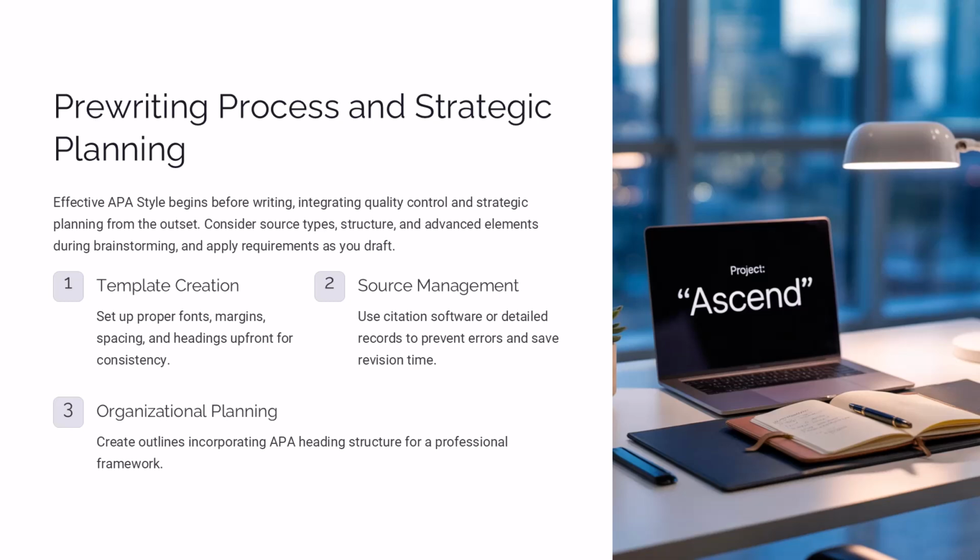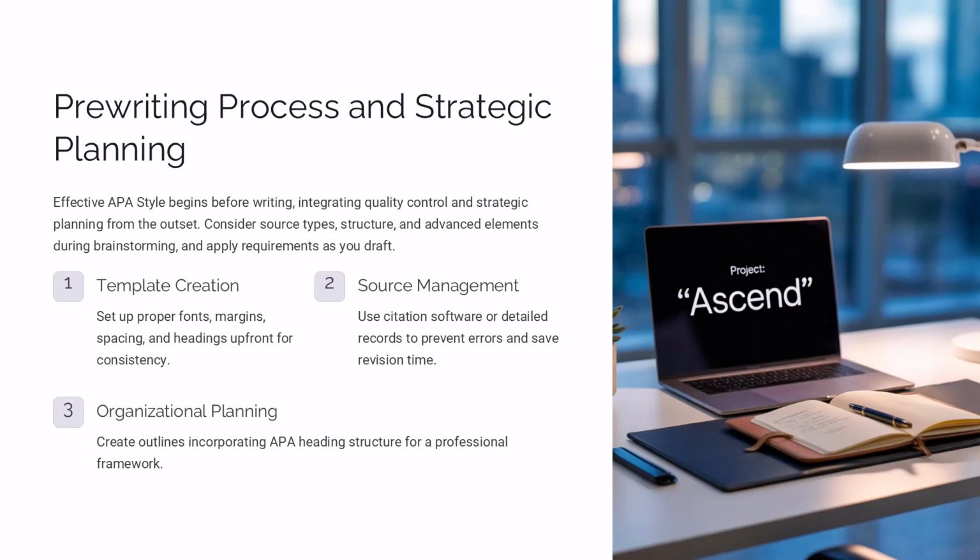Build quality control into your writing process rather than treating it as a final step. Apply APA-style requirements as you write. Create citations as you incorporate sources, and maintain formatting consistency throughout your drafting process. This integrated approach prevents errors and reduces revision time.